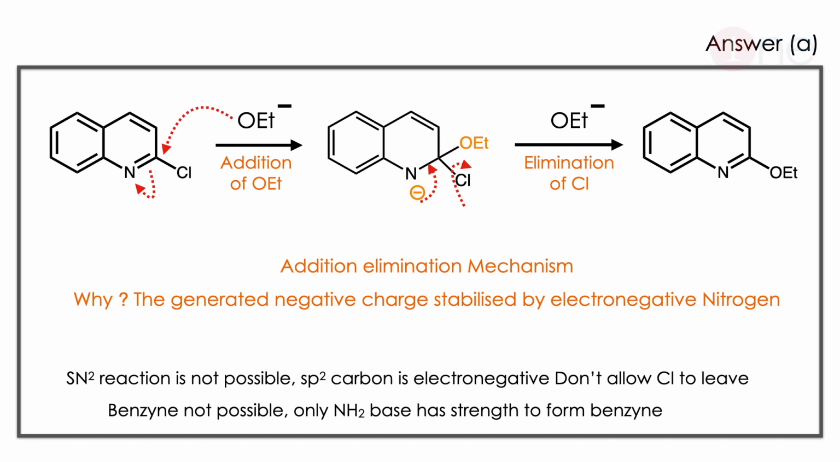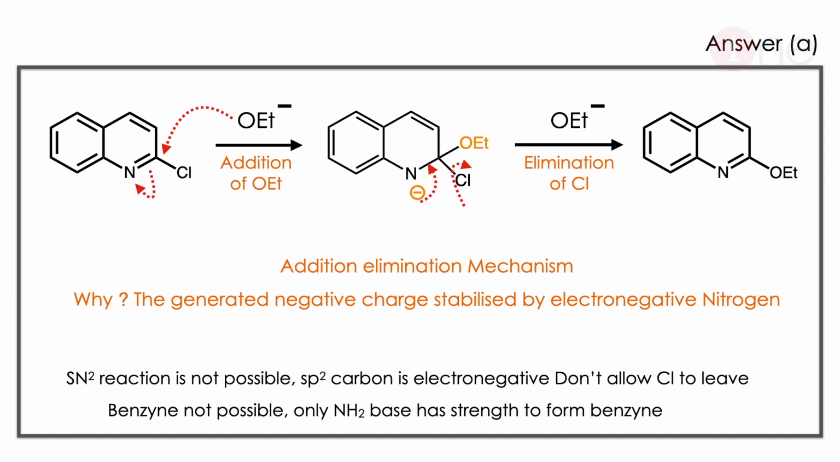Let us see the mechanism, then you can understand it much better. Here the mechanism is the addition-elimination mechanism. Let us see why. First, OEt minus will attack. The negative charge will be formed on nitrogen. The negative charge can be stabilized on nitrogen since it is electronegative. Then the negative charge can push back and the chlorine will leave. So addition and elimination followed, and the product will be formed. So why is it possible here? Because the negative charge can be stabilized.